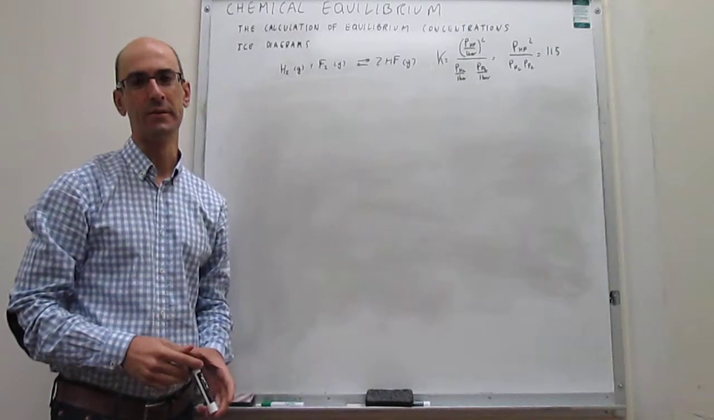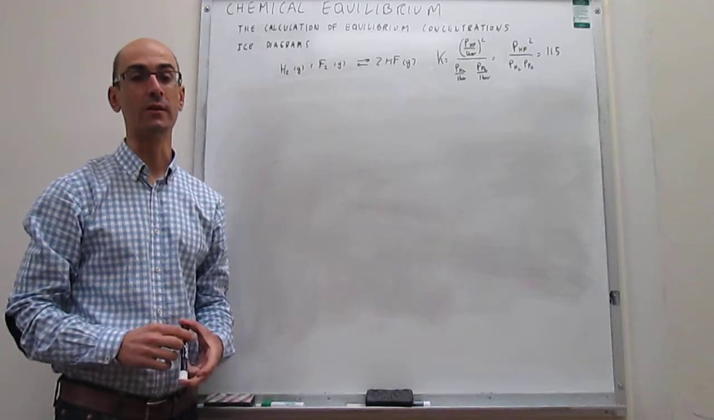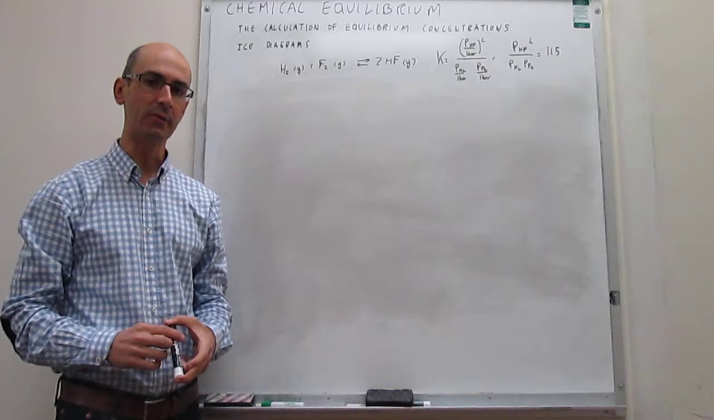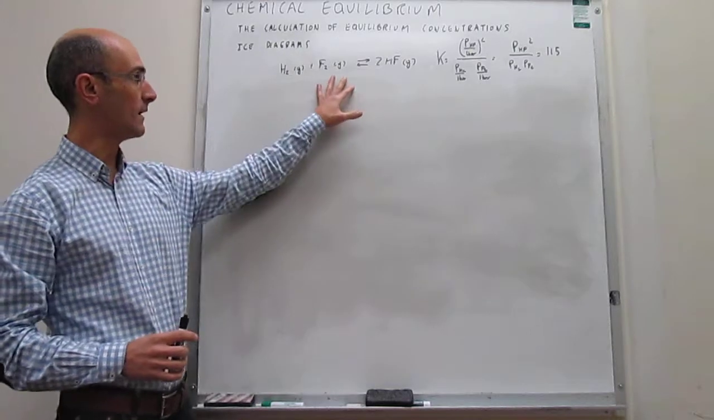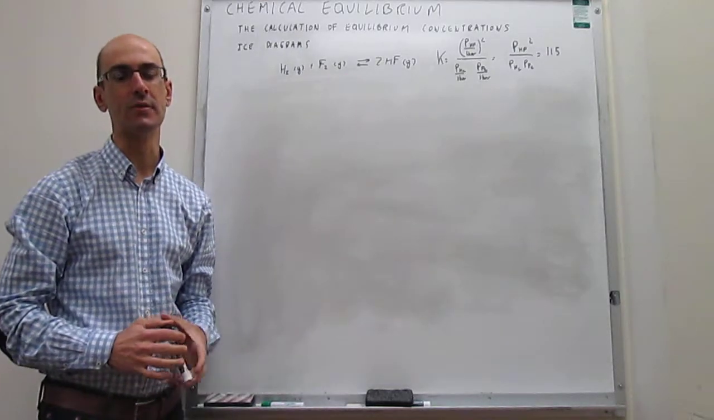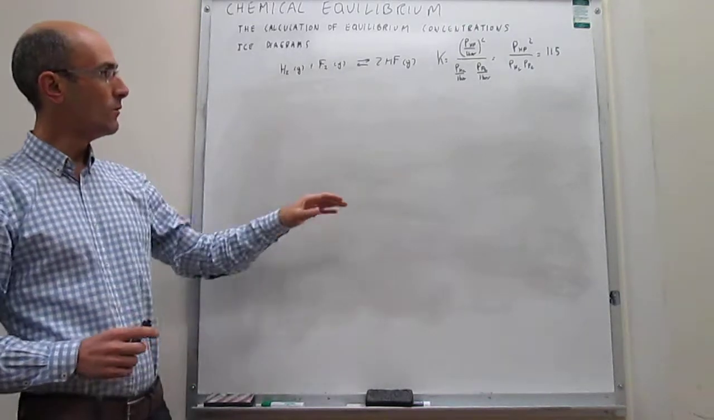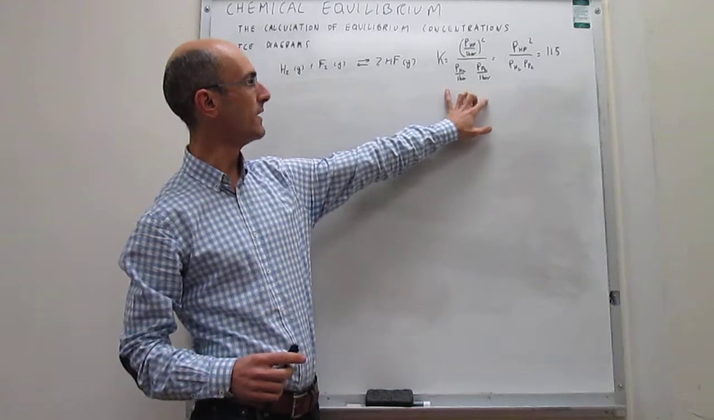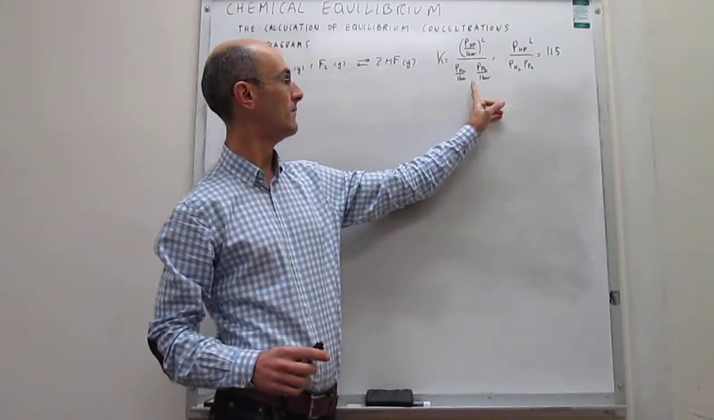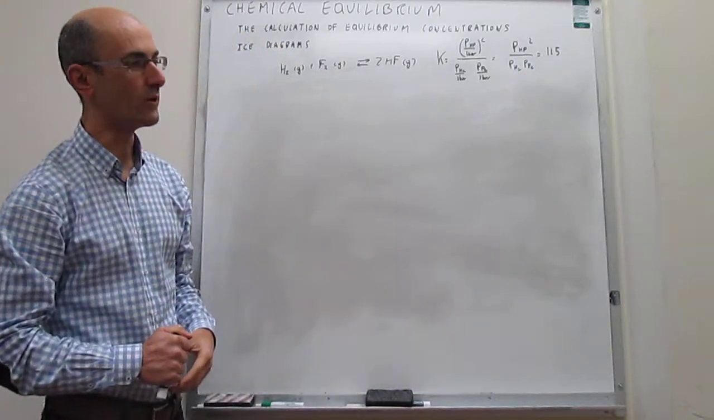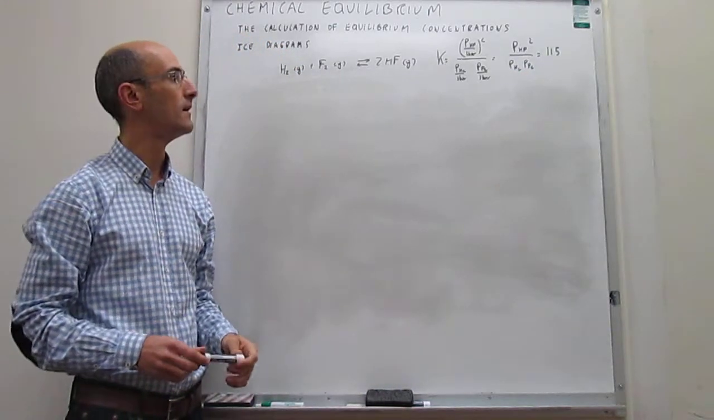This is the second video in a series where we're learning to calculate the concentrations at equilibrium. For this particular example, we're choosing the same chemical equilibrium as in the first video. This is the reaction of hydrogen with fluorine to generate hydrofluoric acid, which has an equilibrium constant with this value. Okay, that is the long form notation, short form notation, and the value of the equilibrium constant is 115.